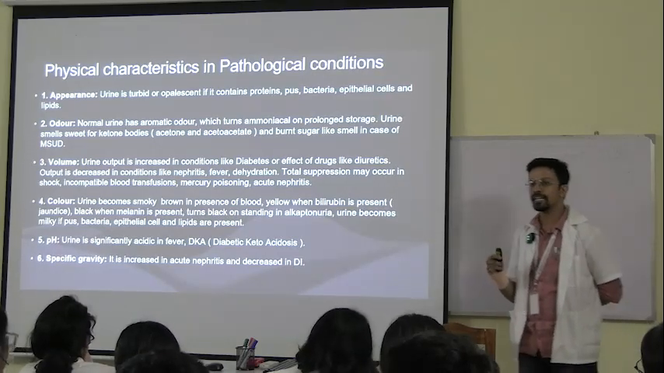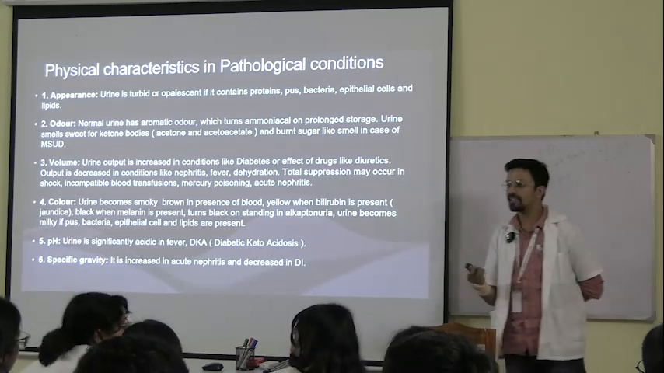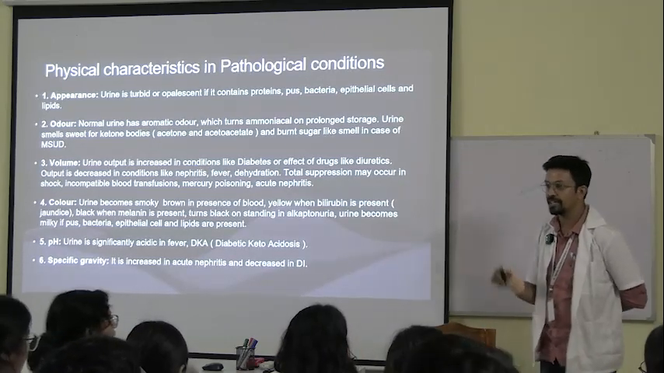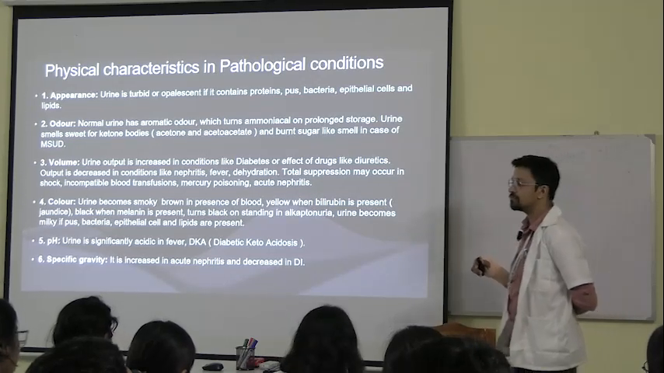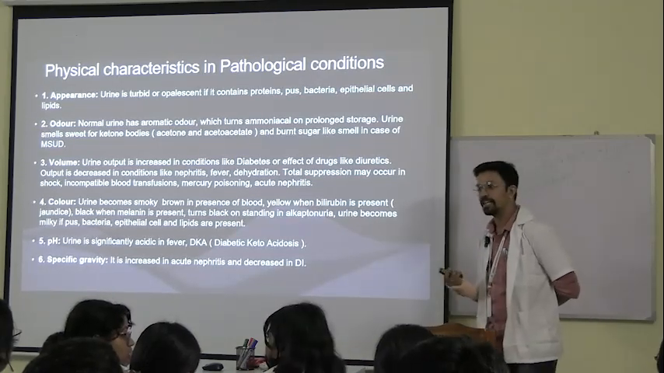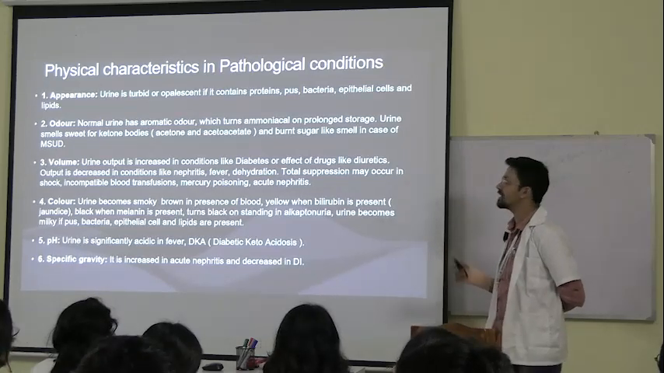Fine. Somebody stand up and tell, in normal urine, what is the color? Pale yellow. What is the reason for the pale yellow? Urochrome or urobilin. Yes, because of that the color is yellow. Now, what is the appearance of normal urine? Clear. Basically, it is clear. But when it is pathological, it becomes turbid or opalescent.